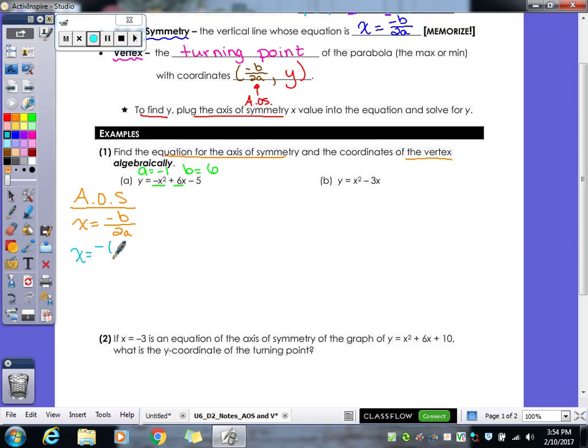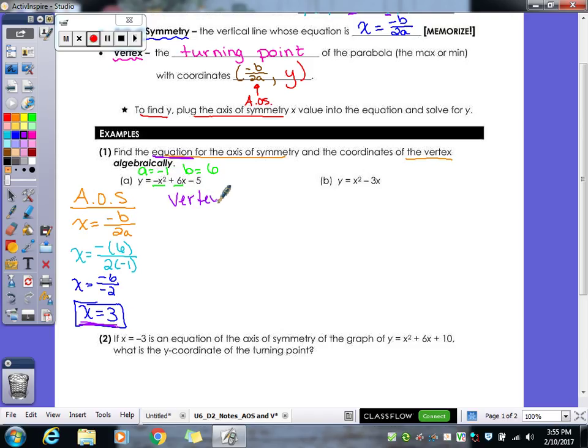So I'm going to have a negative 6, because I have negative for my equation, plugging in my 6, and then 2 times negative 1. So I get negative 6 over 2 times negative 1 is negative 2. So x equals 3. That is my equation for my axis of symmetry. And you have to write it that way. You can't tell me just a 3. They want an equation. An equation has an equal sign.